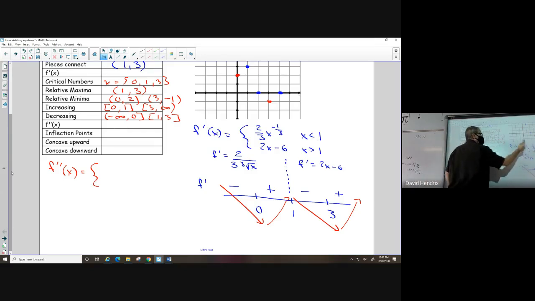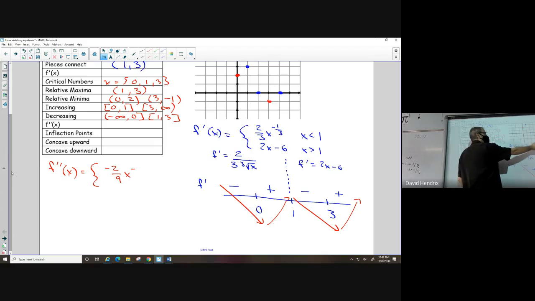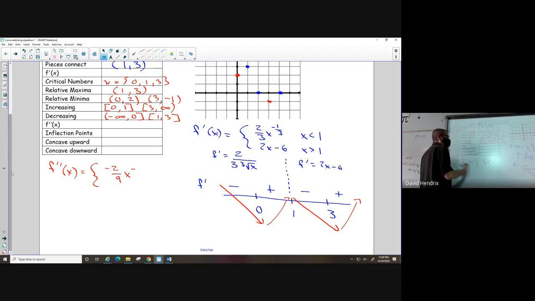And so when I multiply in front, I'm going to end up with negative 2 over 9 x to the negative, and I have to subtract 3/3 from that. And so that's going to be negative 4/3. This is for x less than 1. And then over here, we're going to end up with 2. This is for x greater than 1. And so we're going to make a sign chart again.